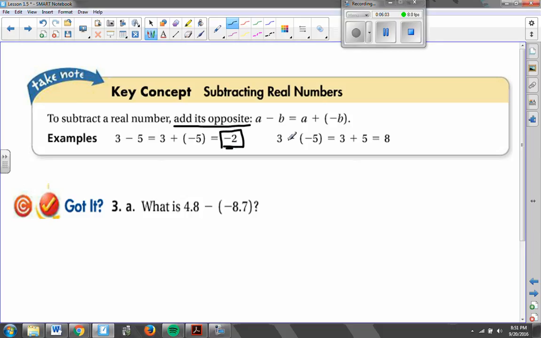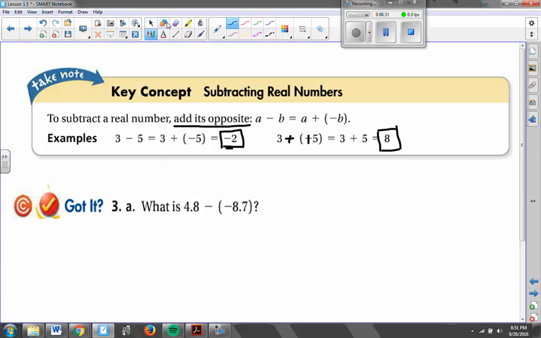And then when I do subtracting a negative number, 3 minus negative 5, well, subtracting is really like adding the opposite. So instead of saying minus negative 5, I'm going to add the opposite of negative 5, which is now a positive 5. So adding the opposite also can change a negative sign to a positive sign on the 5. And now I have 3 plus positive 5. Positive plus positive is always positive. 3 and 5 make 8.